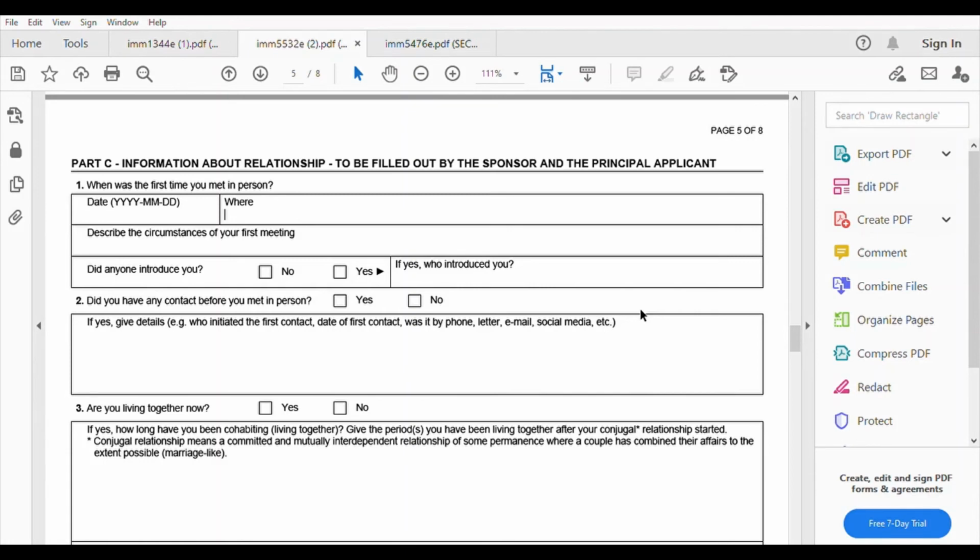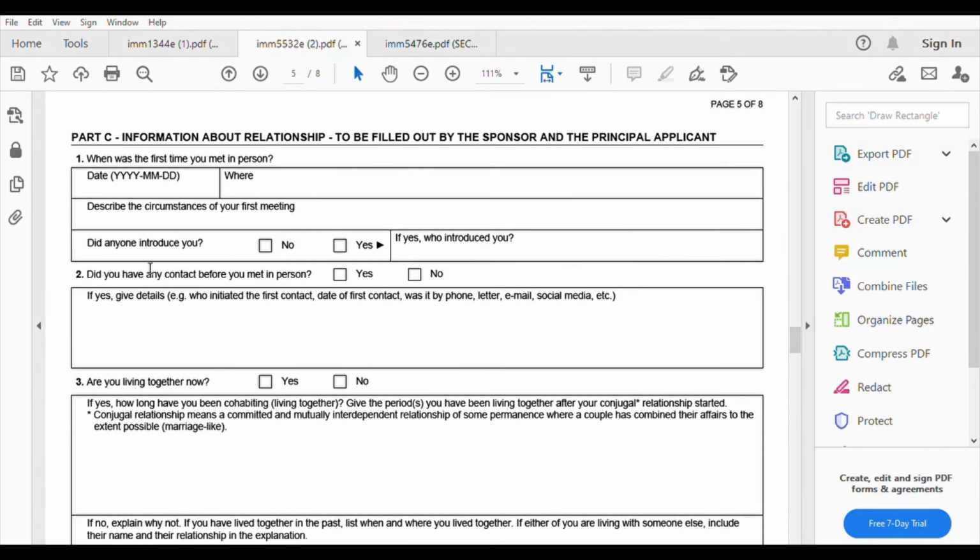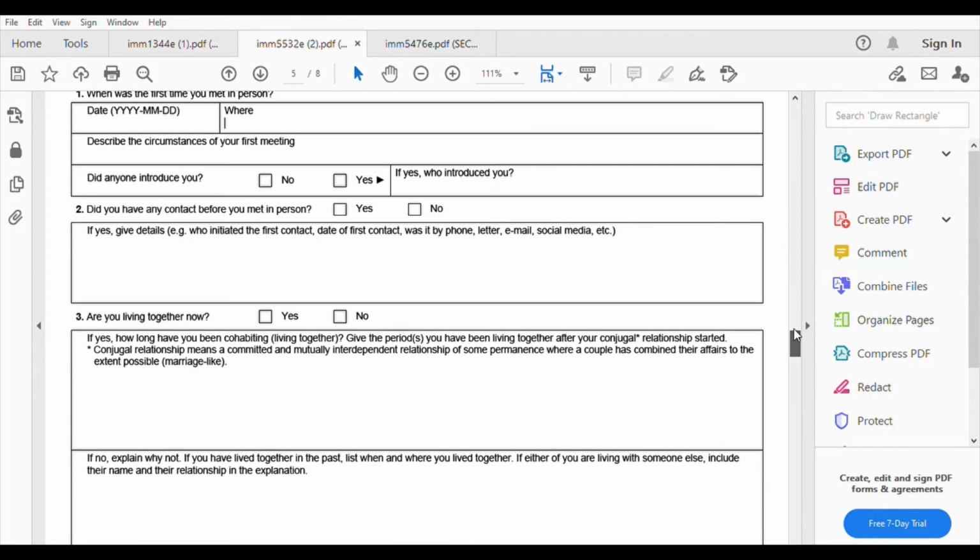So you have to mention what were the circumstances of your first meeting. Like for example, if two people met in the mall, they mention that we met in the mall, or the guy approached the girl and talked to her. So you have to give a short summary of how the first meeting went. If you met at a party, you talk about how the meeting happened. So it depends on your story. Did anyone introduce you? If anyone introduced you, like a family member or a friend, you say yes, or if not, no, and you mention who this person is. Did you have any contact before you met in person?